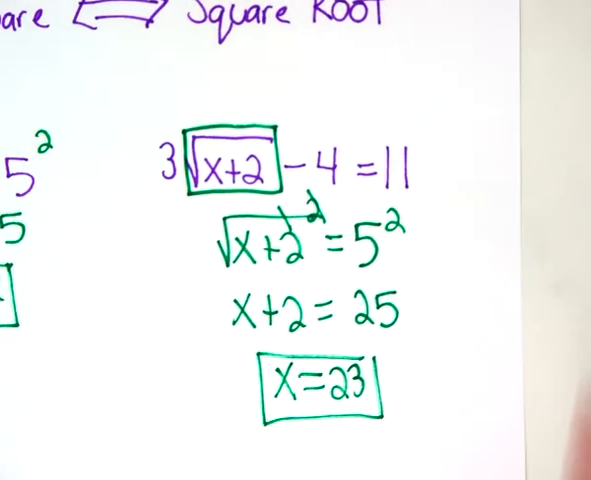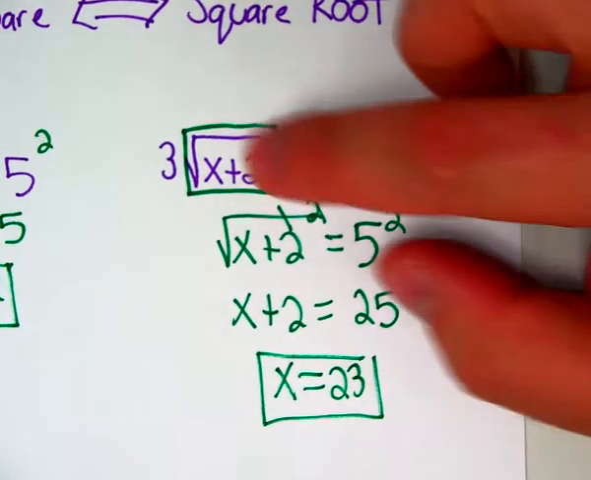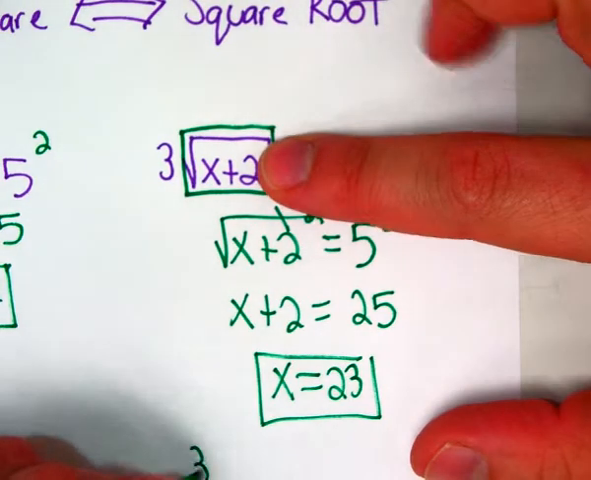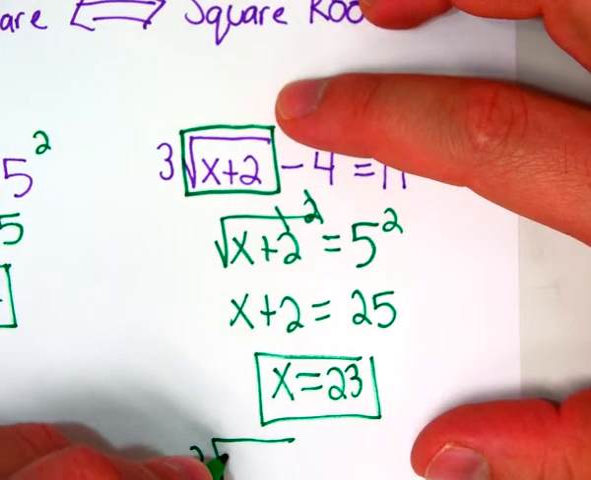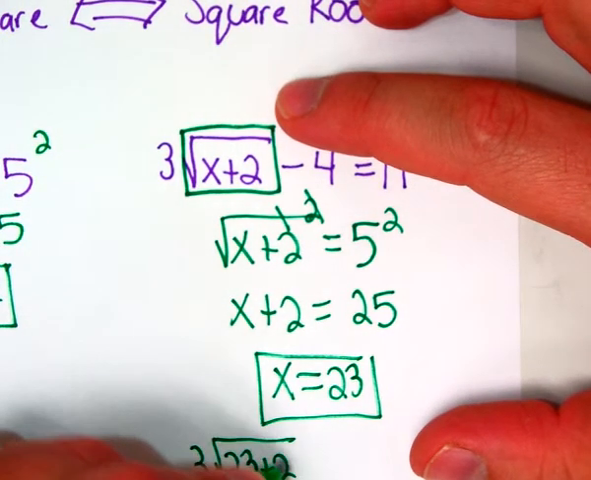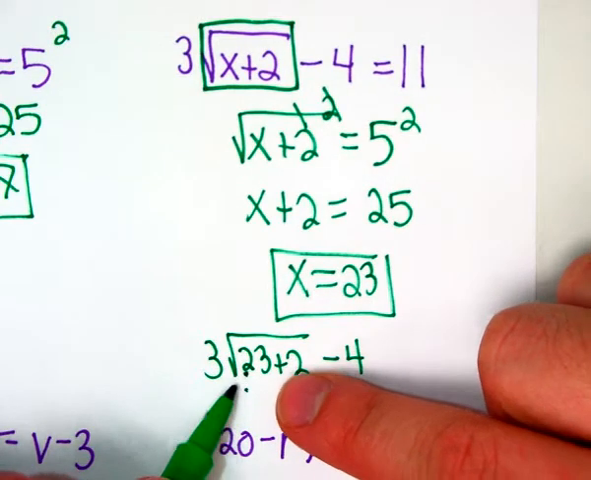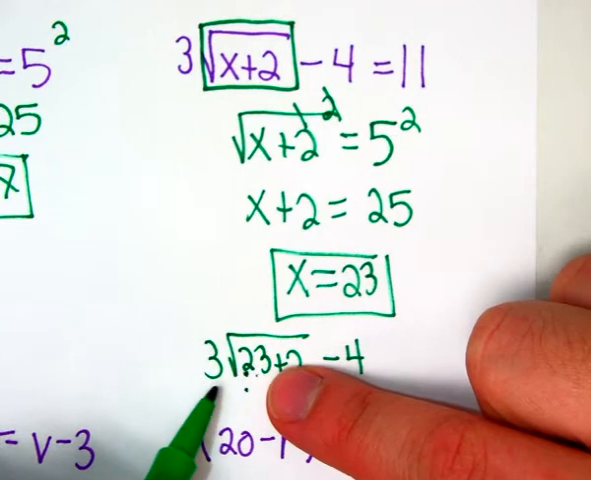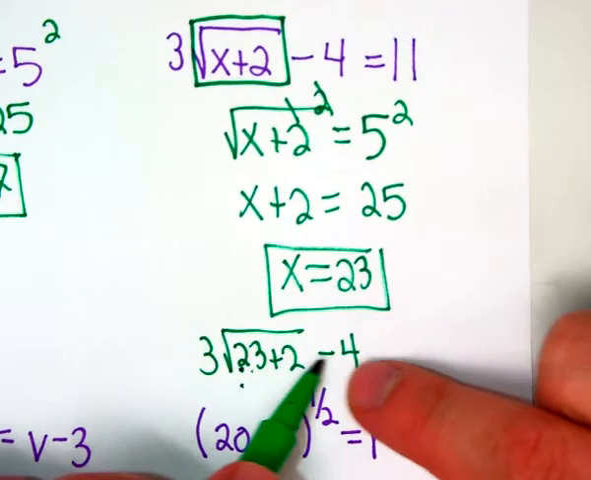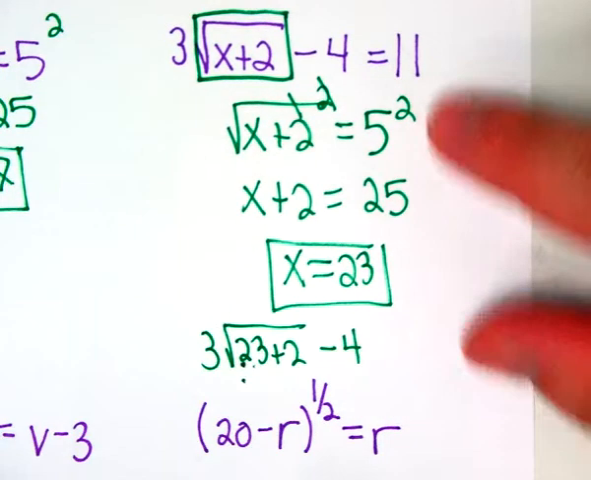Again, let's test this though. If we take 23 and put it in, we end up with 3 times the quantity square root of 23 plus 2, minus 4. So this is 23 plus 2, which is 25. Square root of 25 is 5. 3 times 5 is 15, and 15 minus 4 does equal 11, so it checks out.